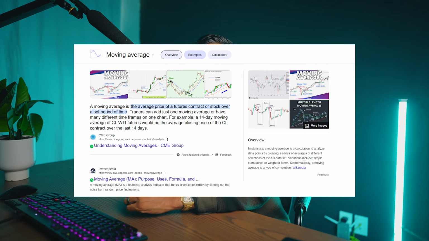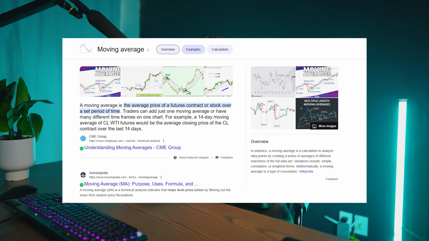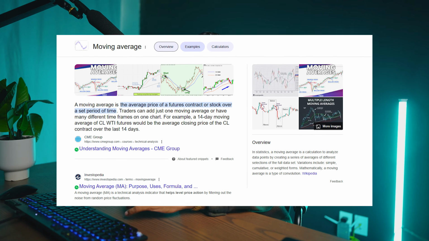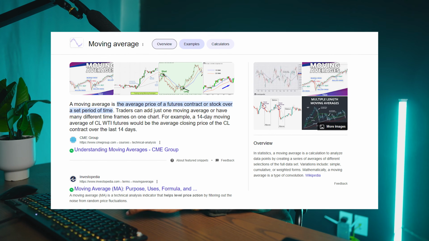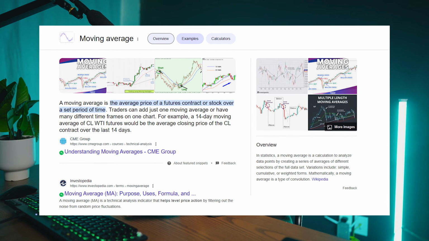A moving average is simply an average price of a coin over a certain number of candles or time periods. It's a line that illustrates a smoothed out price action so that you can clearly see the overall trend, whether the market is moving up, down, or sideways.